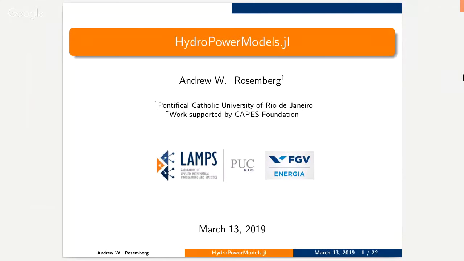Hello. Today I'm going to talk about an open source JuMP package called HydroPowerModels. It is a joint project from FGV Energia and the Laboratory of Applied Mathematics, Programming and Statistics from PUC-Rio. The objective was to create a flexible enough tool to help the energy sector test new ideas using state-of-the-art technology in problem formulations for network optimization and hydrothermal dispatch, and using the state-of-the-art technology for solution, SDDP.